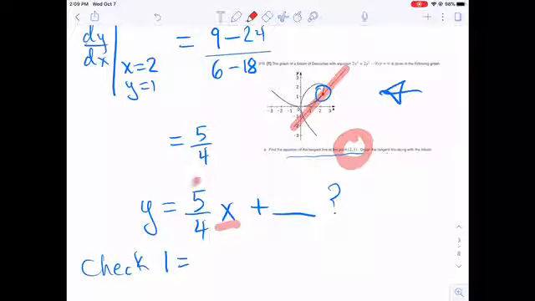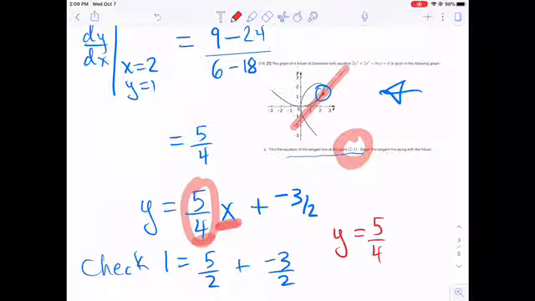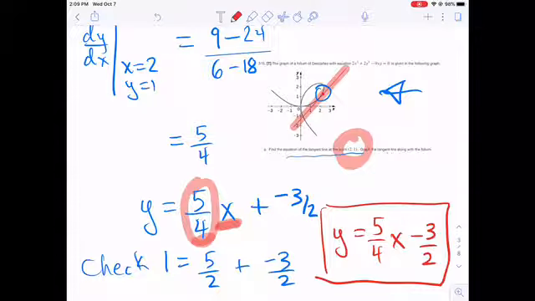2 multiplied by 5 over 4 is 5 over 2. The 2 from the x would cancel with one of the 2's in there. So 1 is equal to 5 halves plus, well, negative 3 halves would work, which means we have negative 3 halves. So the answer to the question is that y is equal to 5/4 x, subtract 3 halves. There's your equation of the tangent line.